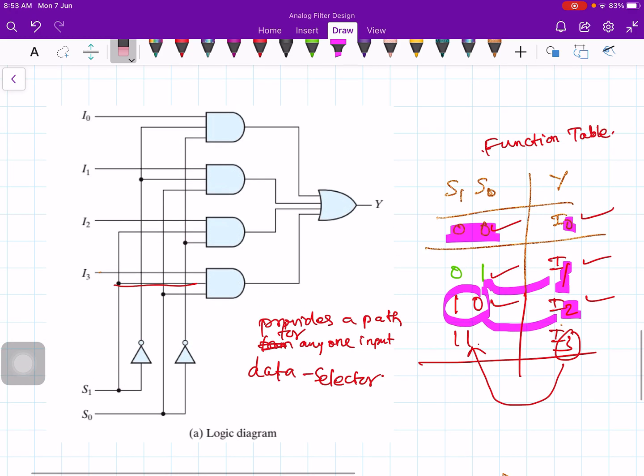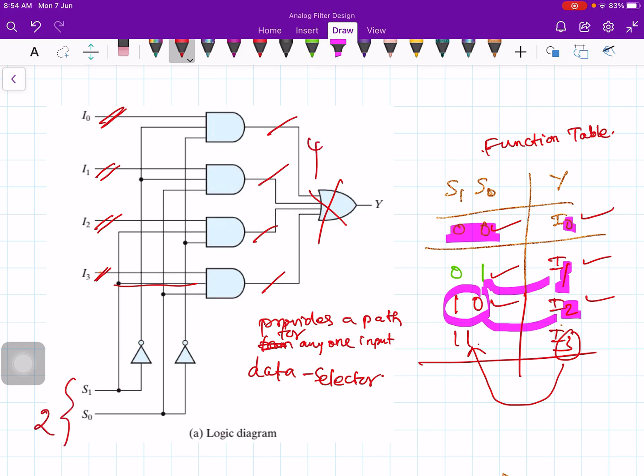So if you remove this line, this line, this line, and this line, and then the OR gate, then you'll get basically a decoder. So then you'll get n input to 2 power n output lines. This is one output, this is one output, and this is another output, and this is another output. So you'll get an n to 2 power n decoder. See here 2 and here I have 4. So an n to 2 to the power n decoder you'll get.